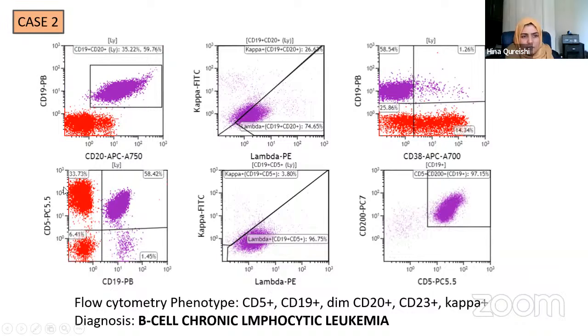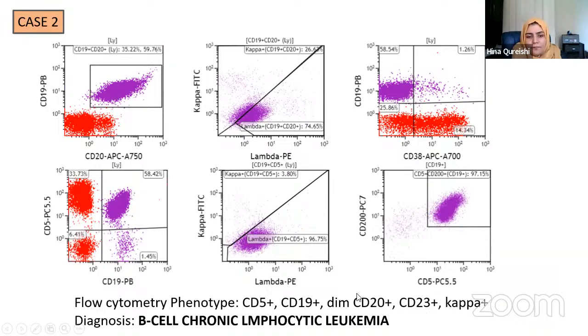So here you can see the T cells are CD5 positive, but the B cells that are 19 positive are also 5 positive. And when we look at the kappa and lambda, which are the light chains, all of the cells are lambda positive. Normally, you should have some kappa and some lambda, which is called polyclonal. Here, since all the B cells are just producing one type of light chain, this is considered clonal or a malignant process. So the flow cytometry phenotype shows CD5 positive, CD19 positive, dim CD20 positive, CD23 positive, and actually this should be lambda, sorry, this is a typo, lambda positive population.